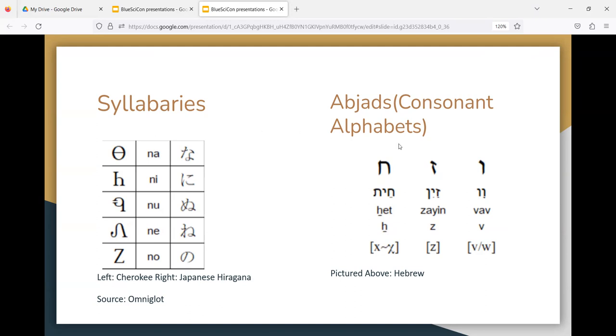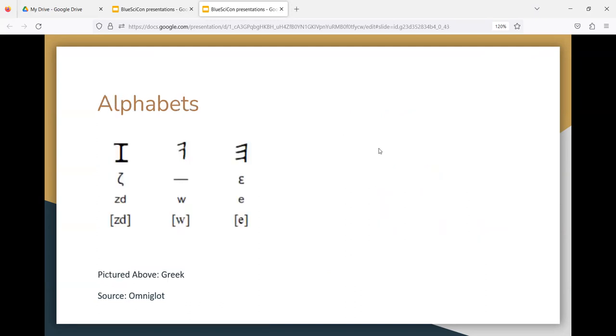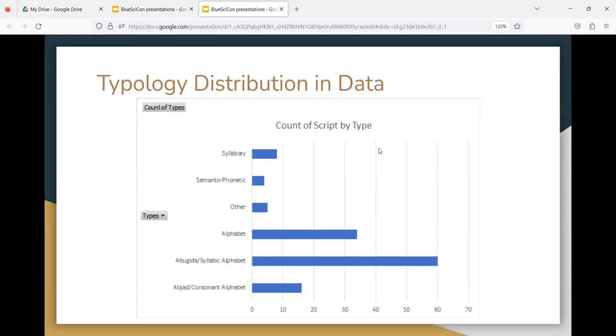Abjads, or consonant alphabets, are sets of characters that represent consonants only, sometimes with inherent vowels or modifications that can indicate vowels. And finally, we have alphabets, where each character represents either a consonant or a vowel, and they can be combined to create new phonemes.